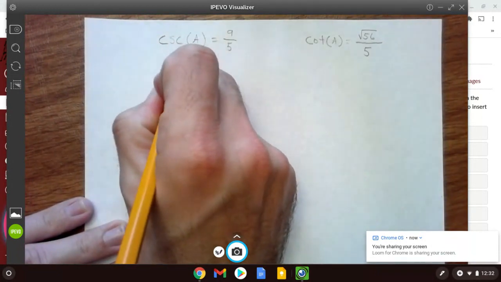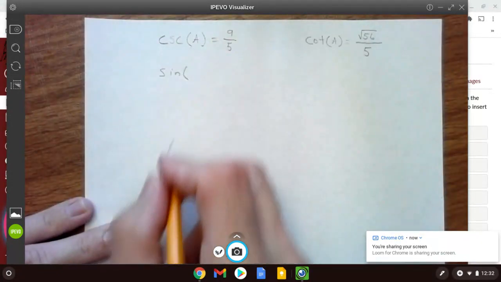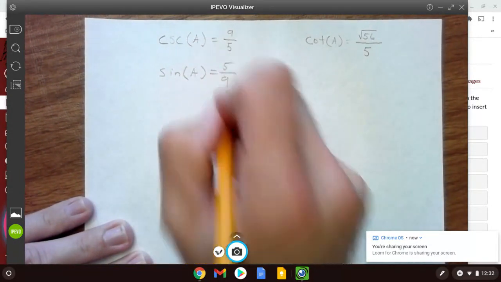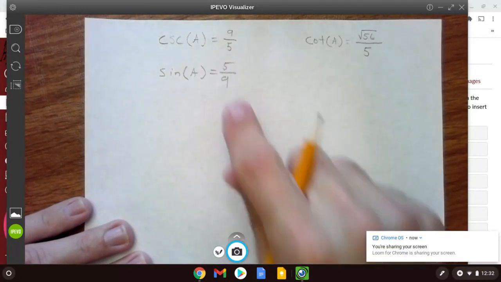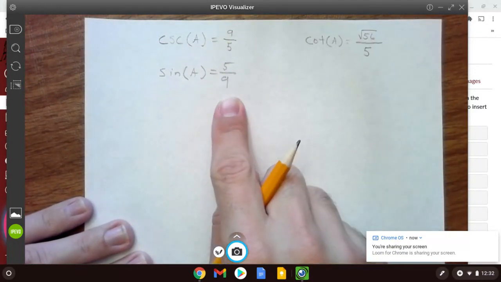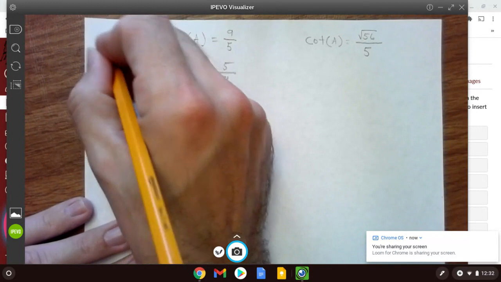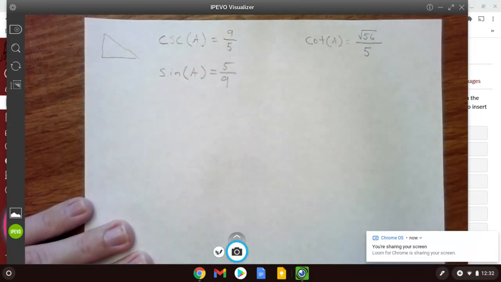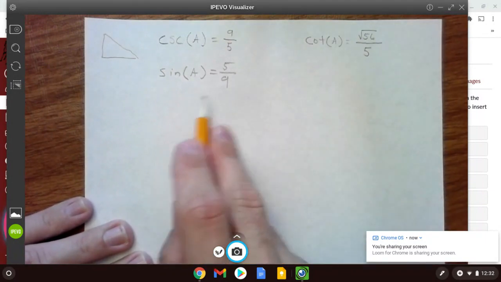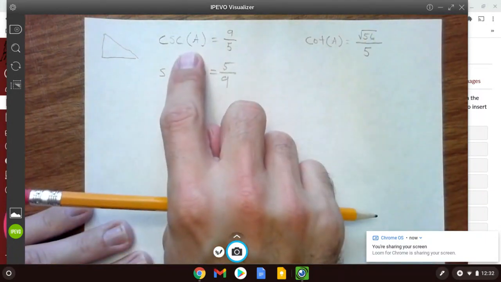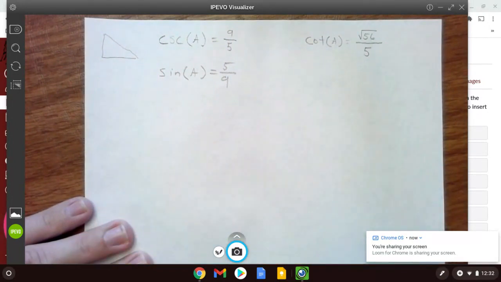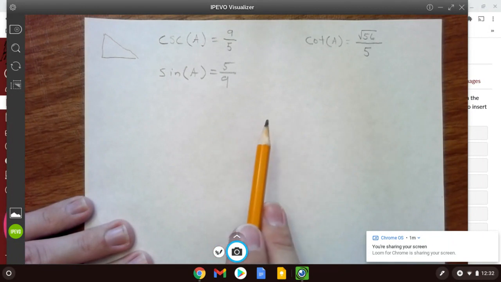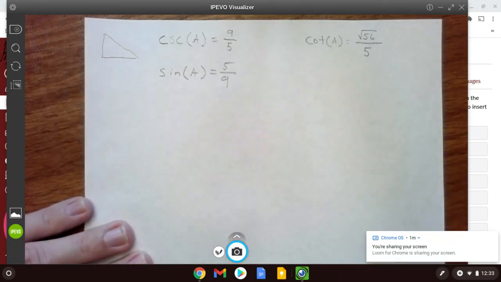Alright, that means that sine of A, remember it's the reciprocal of cosecant, is going to equal 5 over 9. Now, with this, we could draw a little right triangle and call one of these sides angle A and work it like we did the last one. The way I'm going to do it this time, because they give us two specific functions, is use that and no triangle to find the others.